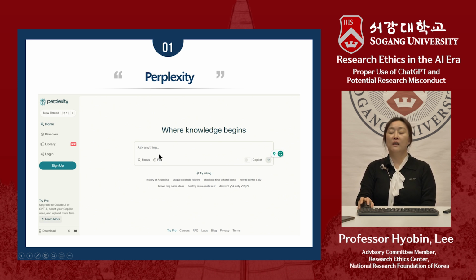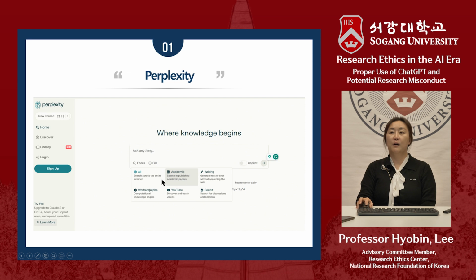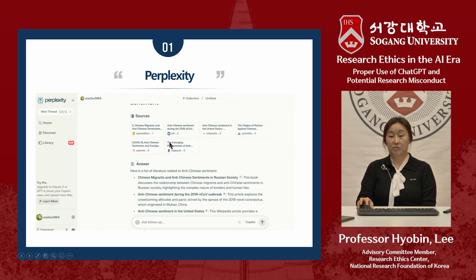The good thing is that it shows the source first. You don't need Wikipedia, right? So you don't have to read it, but you might be interested in using NIJ, UC Press, because this is prestigious. So let's say I like this journal. If you click, then you can go to this article right away. That's Perplexity.